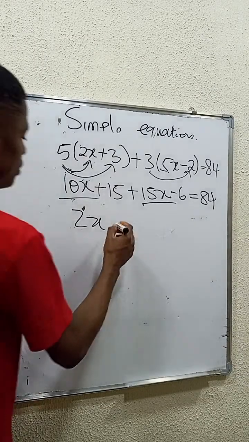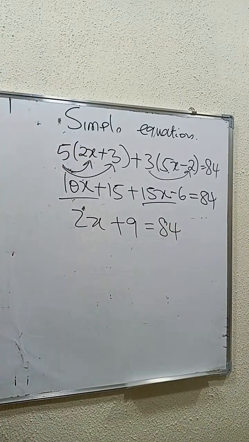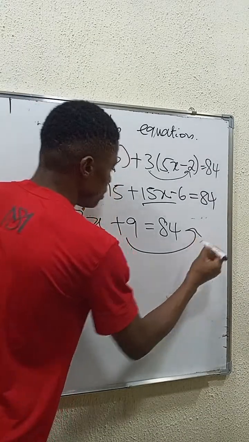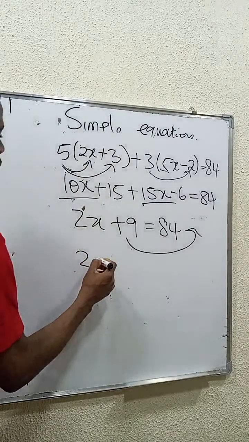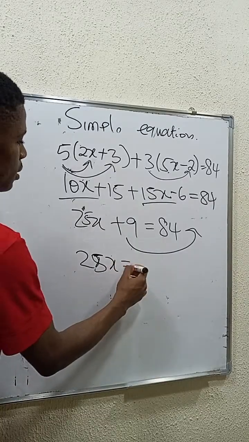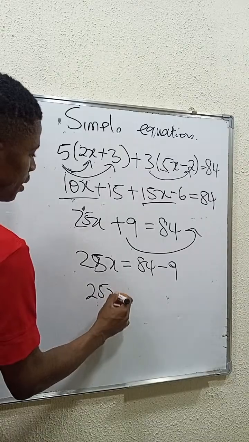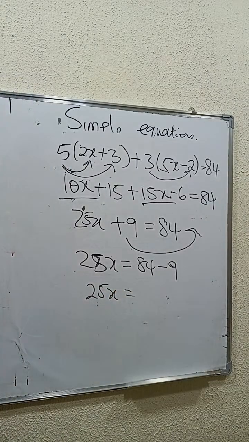It is 9. Good. And that's what? 84. Good. Let's move on together, okay? You're following, right? Okay. The next thing is to minus, or we say 9 crossing the equality sign. So we have 25x is equals to 84 minus 9. What is 84 minus 9?